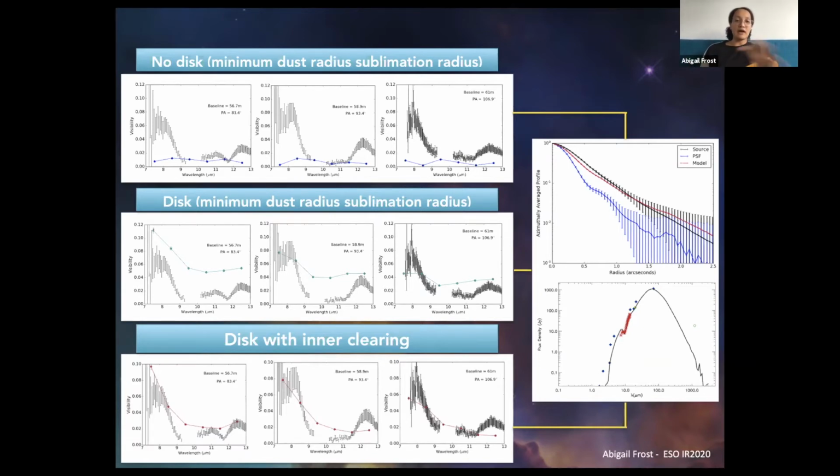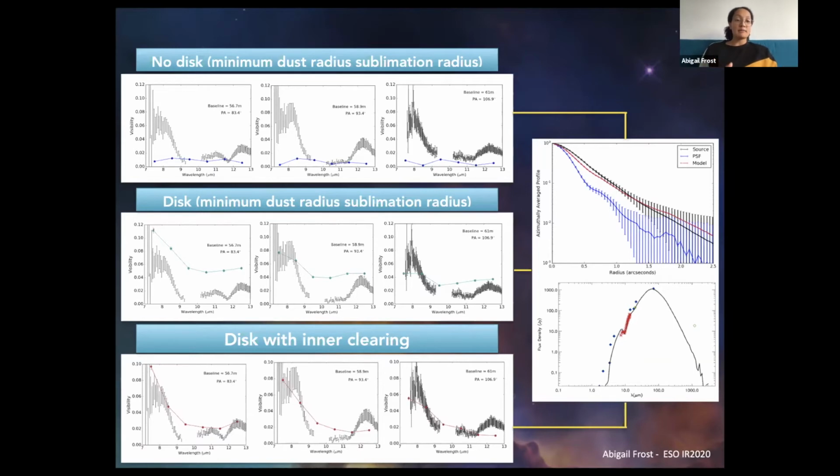So it's really important that you have this high resolution data to look at the fine details of the environments that you're looking at. You can see at the top, we have a model which has no disk, and that's very, very badly fit to the data. In particular, it's not replicating that upturn in visibility that we see between 7 and 9 micron.